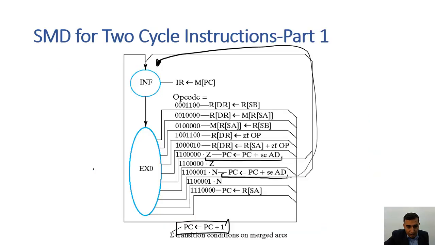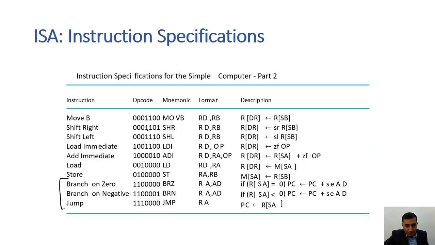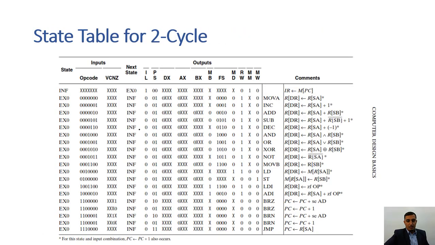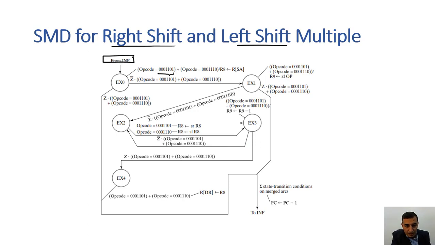Shift left, I cannot see it here, I will go here. Okay, shift left instruction and shift right instruction. Once I fetch my instruction, I find this instruction or this instruction, this is shift left and this is shift right. Once I find them, immediately I will move RSA into R8.